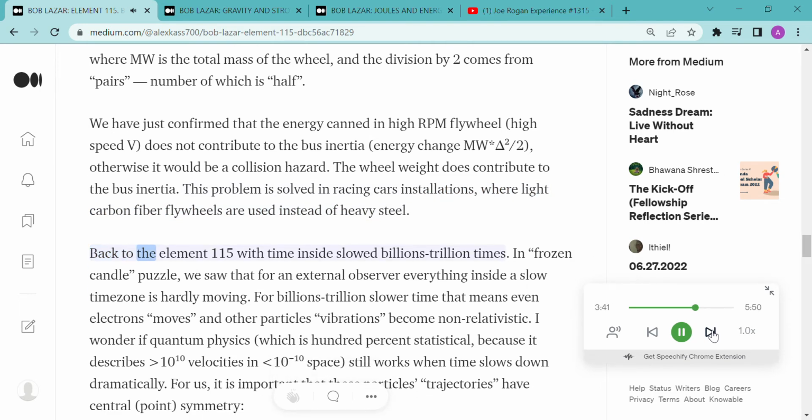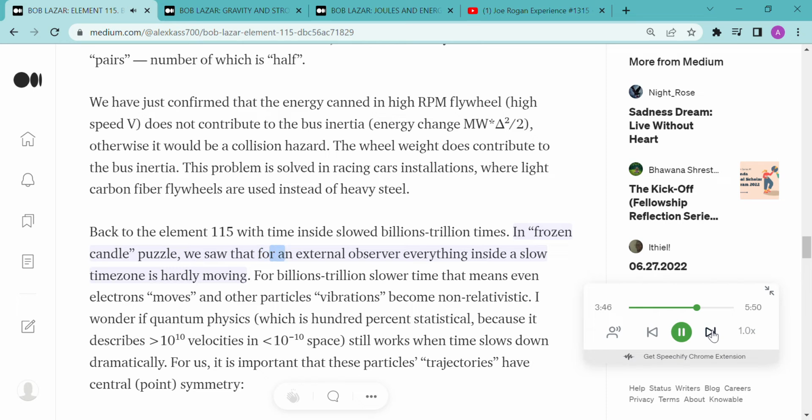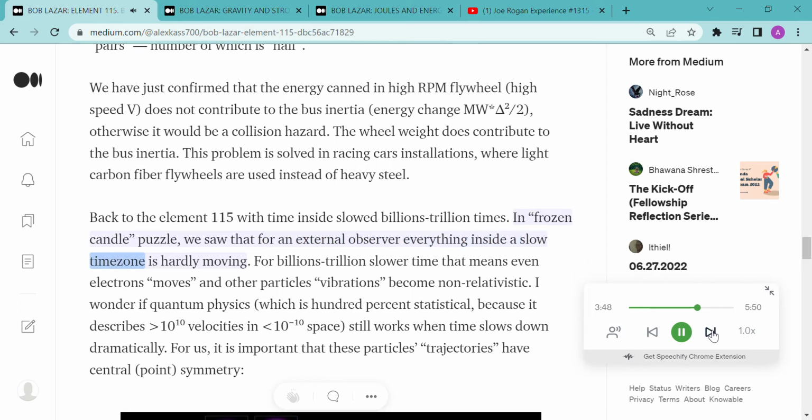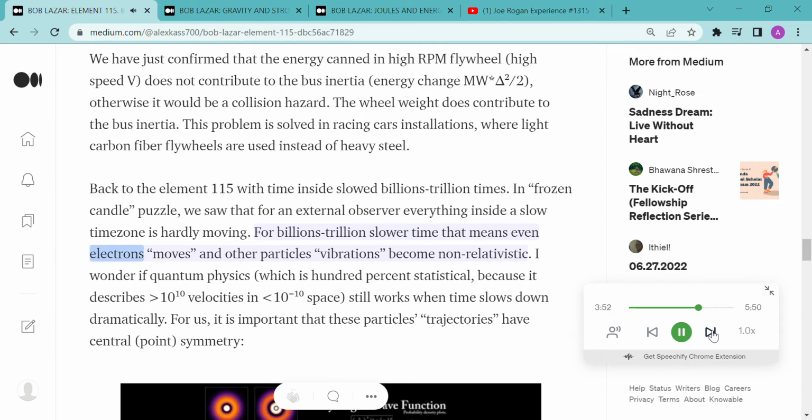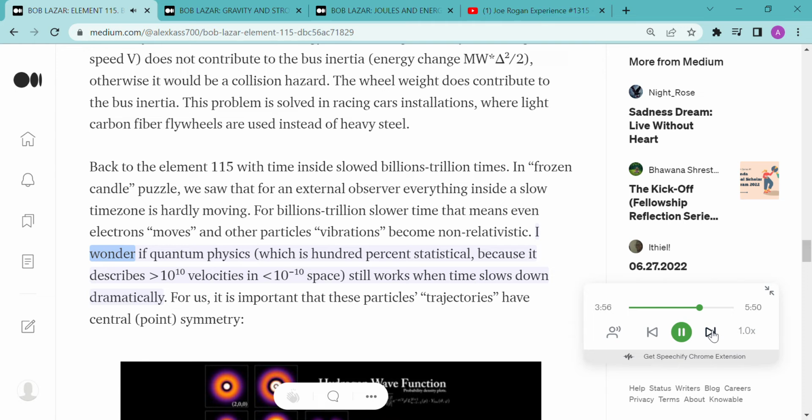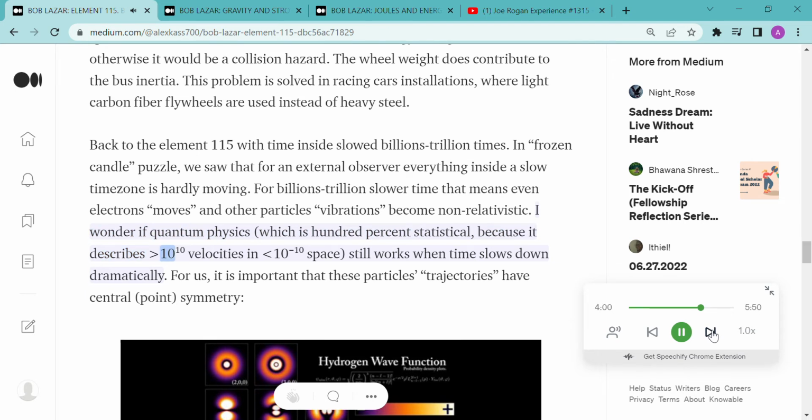Back to the element 115 with time inside slowed billions trillion times. In the frozen candle puzzle, we saw that for an external observer everything inside a slow time zone is hardly moving. For billions trillion slower time, that means even electrons' moves and other particles' vibrations become non-relativistic. I wonder if quantum physics, which is 100% statistical, because it describes velocities greater than 10^10 and space less than 10^-10, still works when time slows down dramatically.